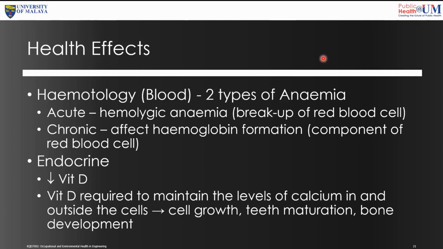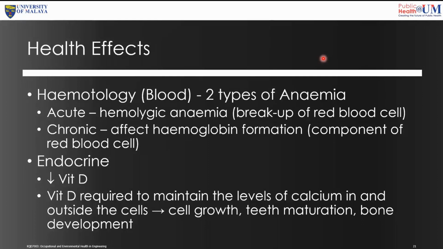But this type of bleeding is within the blood vessels itself, where the red blood cell breaks down more easily. And chronic exposure affects the hemoglobin formation component of cells. We remember from the first class that hemoglobin is required for the transportation of oxygen, for us to transport oxygen from the lung to the organ that we want to use it.